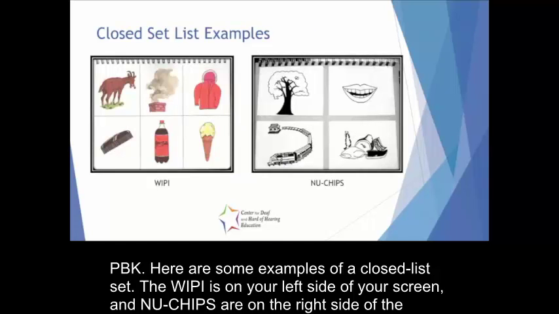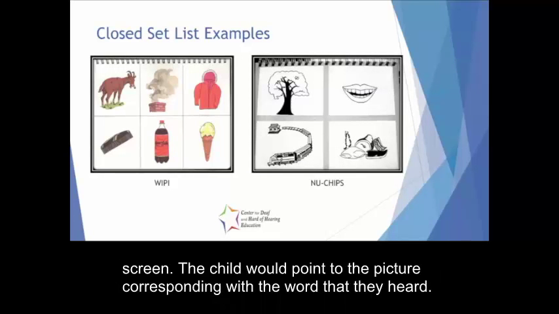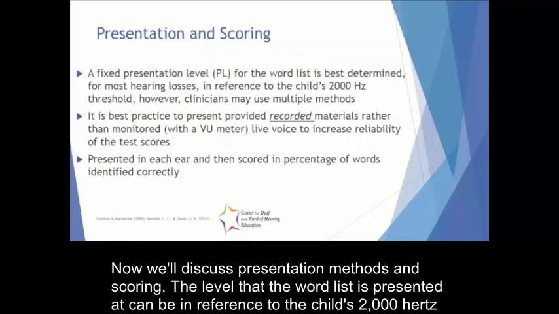Here are some examples of a closed list set. The WIPI is on your left side of the screen, and NU CHIPS are on the right side of the screen. The child would point to the picture corresponding with the word that they heard. Now we'll discuss presentation methods and scoring.